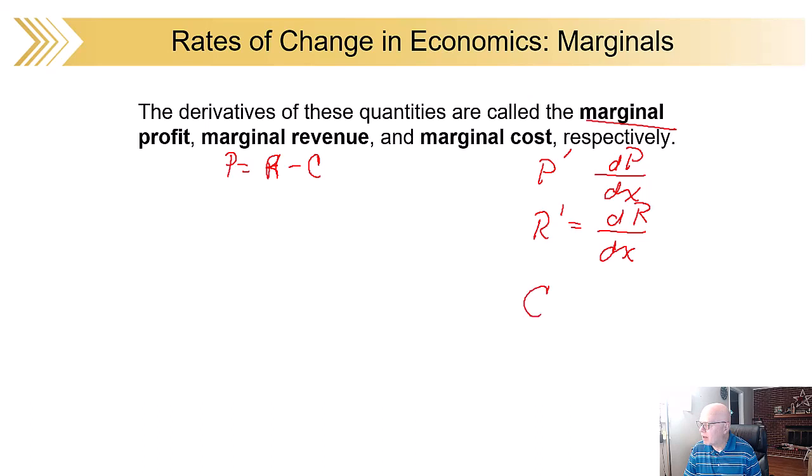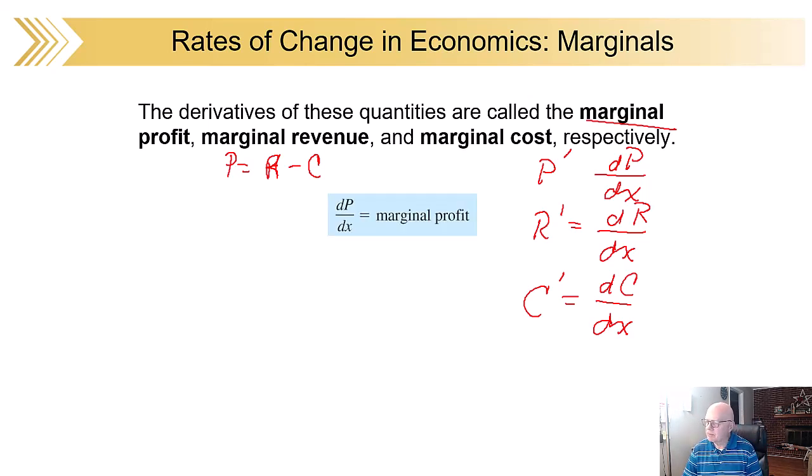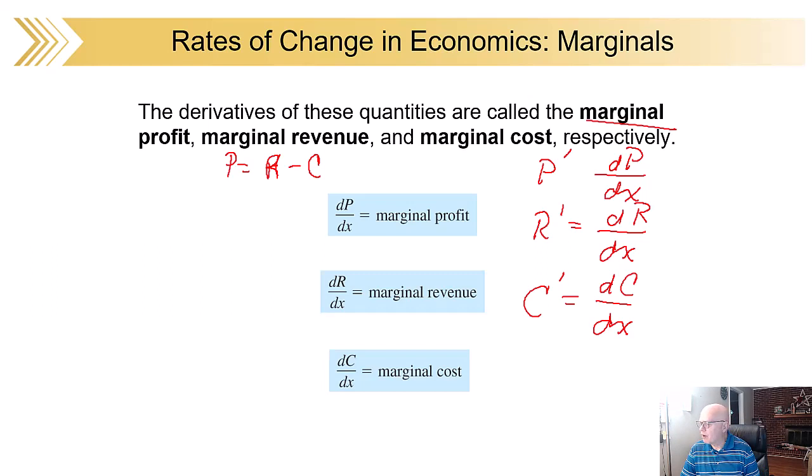And cost, C prime, dC dx. How does your cost change per item as you sell more of those TVs or whatever it is you're selling? There's marginal profit, marginal revenue, marginal cost. Notice how very similar all those three are. Again, one more time. If you can get this one down or any of the others, the other two will follow very quickly.